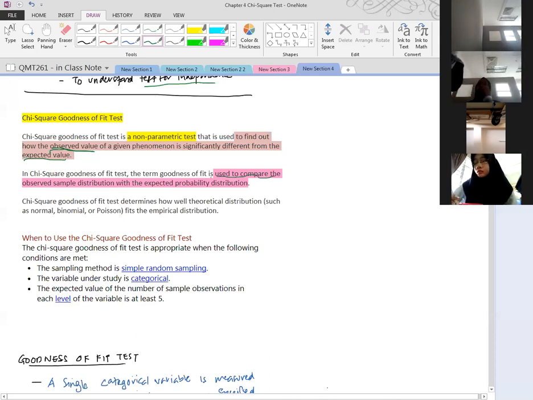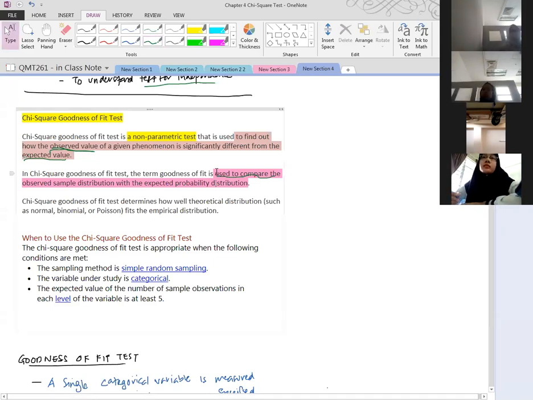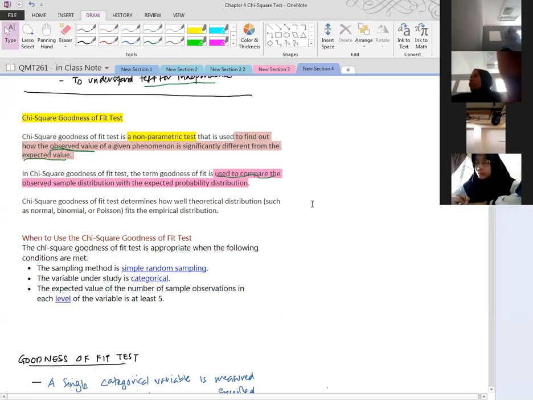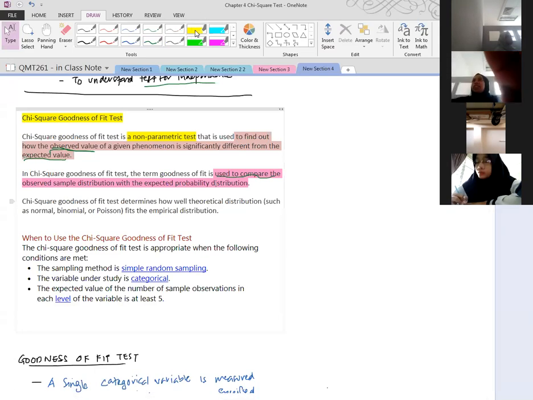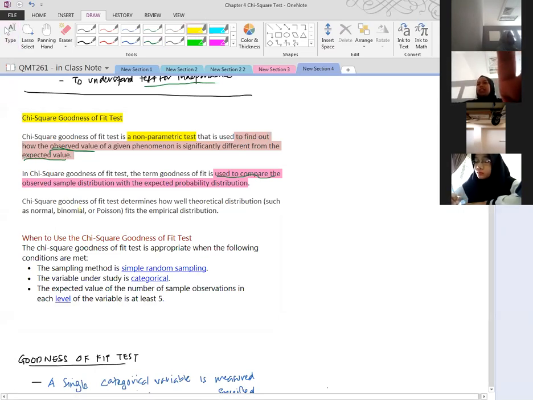We want to know the null hypothesis: there is no difference between observed and expected. The alternative hypothesis: is there any difference between observed and expected? The chi-square goodness of fit can also be used to determine the theoretical distribution, such as binomial distribution, Poisson distribution, normal distribution, or any other distribution such as uniform and others.